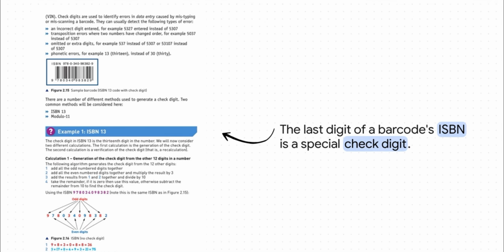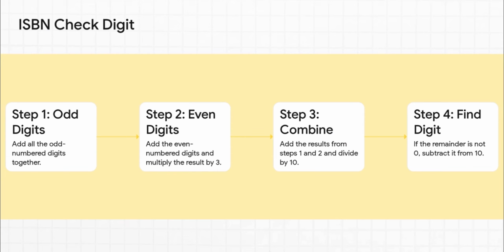Oh, and trust me, you have seen these things everywhere. Just grab any book and look at the barcode on the back. That 13-digit number is its ISBN, its unique identifier. And see that very last number on the end? Yep, that's a check digit. Now, that last number isn't just random. It's actually calculated using a very specific formula based on the first 12 digits.